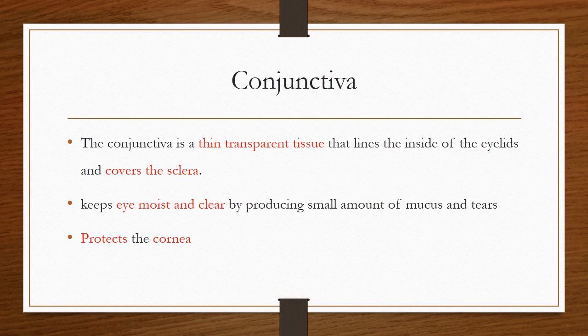Another very important tissue is conjunctiva. That is a thin transparent tissue that lines the inside of the eyelids and it covers the sclera. It keeps eyes moist and clear by producing a small amount of mucus and tears. It protects the cornea. So this is a protective tissue.